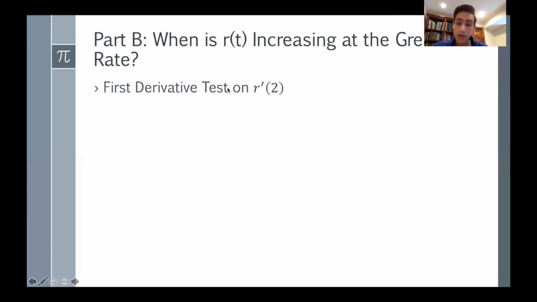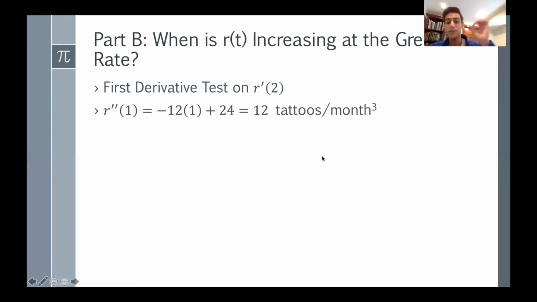So the first derivative test on r prime of 2. We have to choose a point before 2 and a point after 2, so we're going to use 1 and 3. So r double prime of 1, if you plug it in, is negative 12 times 1 plus 24, and that's going to be 12 tattoos per month cubed. That's the unit. So it's positive.